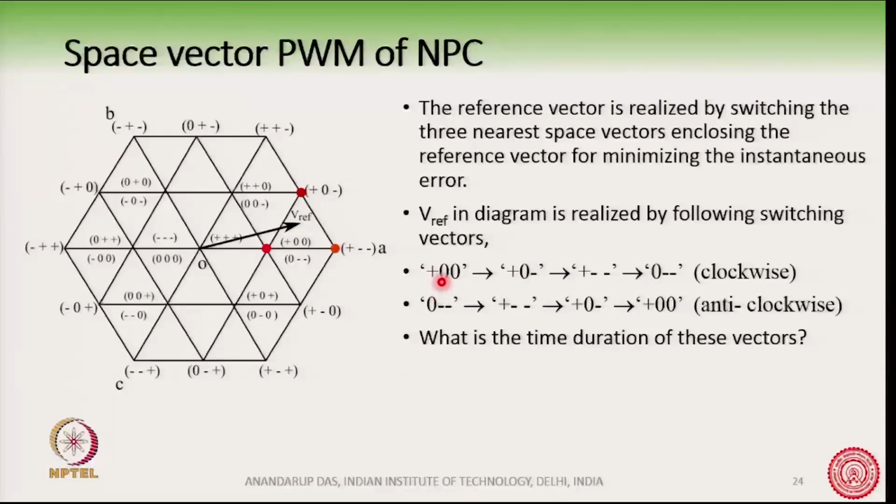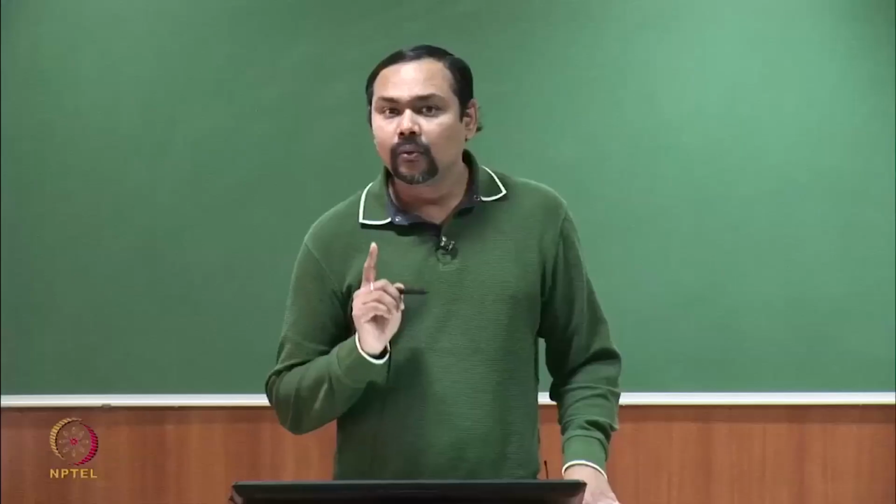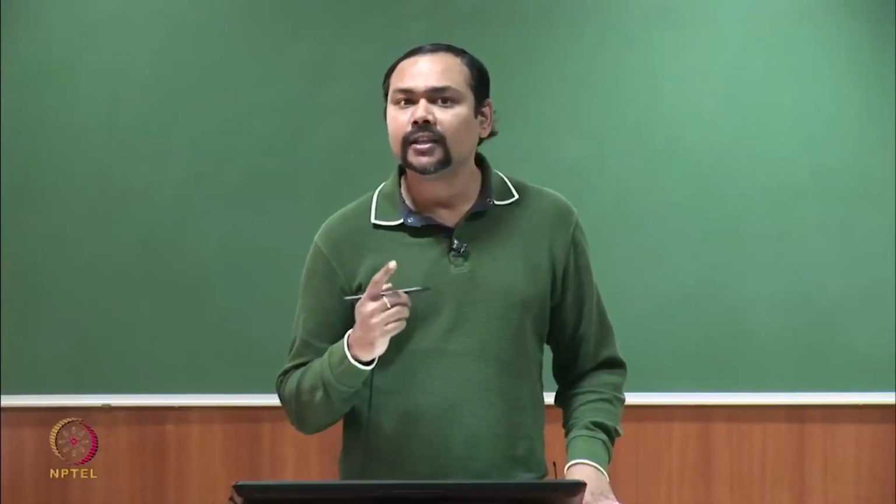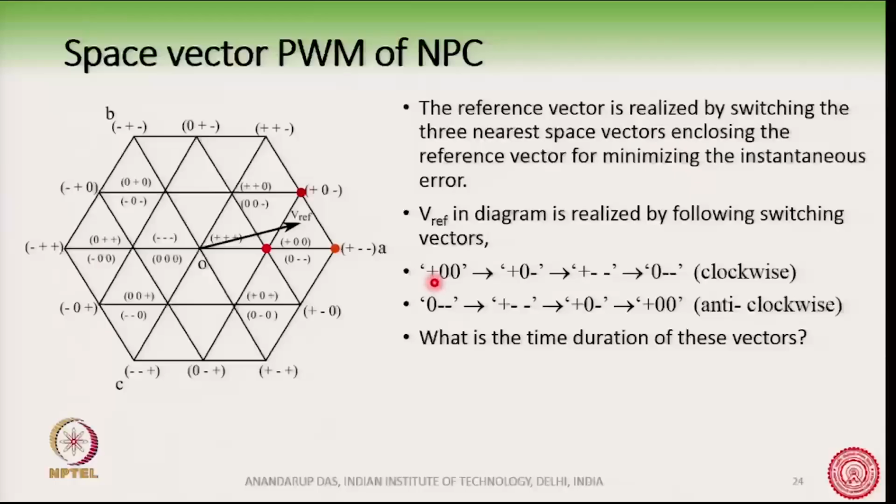So, but you observe one interesting fact, and that is that when we move from one switching state to the other switching state, only one phase is changing. There is switching only in one phase. Okay. So, suppose you see plus 0 0 and plus 0 minus, only the C phase is changing from 0 to minus. Okay. And from here to here you see plus 0 minus to plus minus minus.